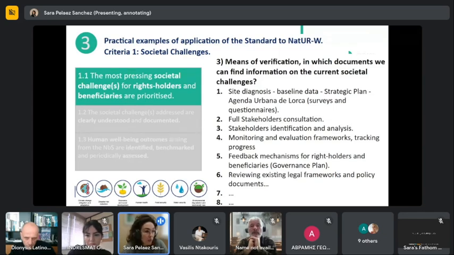Other means of verification could be monitoring and evaluation frameworks to track progress. We also created a governance plan where we have the mechanism for right holders and beneficiaries to give feedback. And also, before the proposal was drafted, we reviewed existing legal frameworks and policy documents. All of these are just ideas and means of verification that could be useful for your own projects.